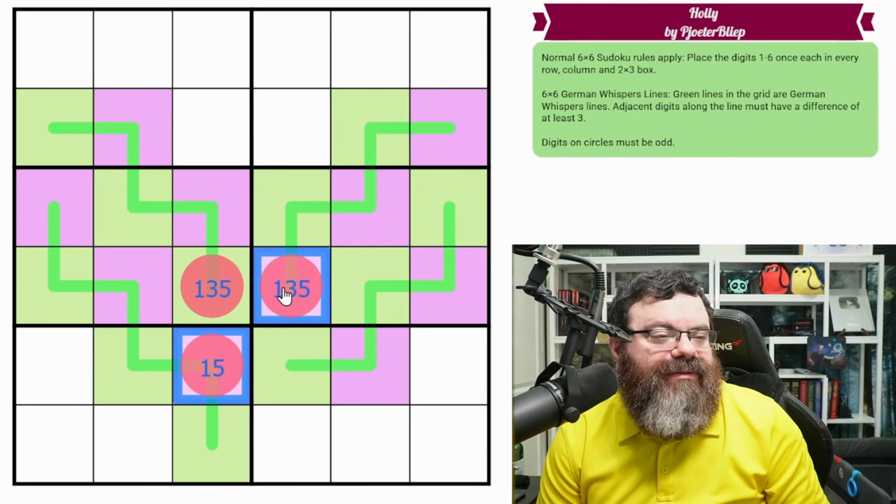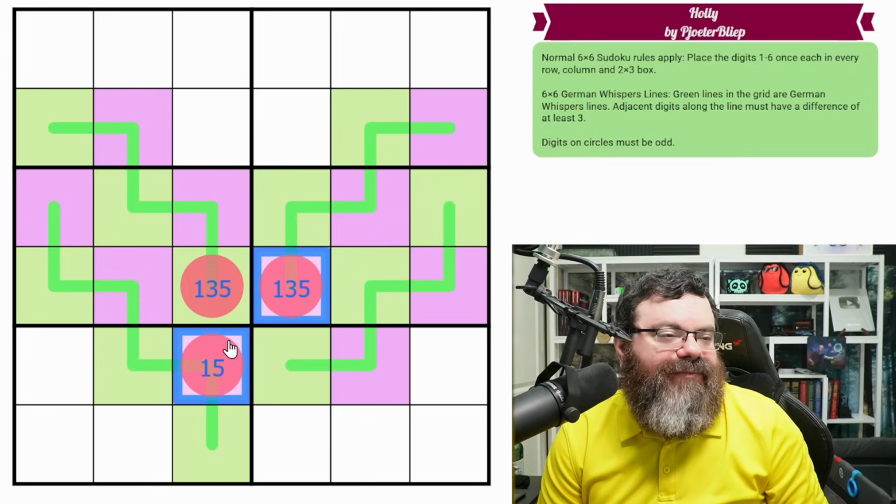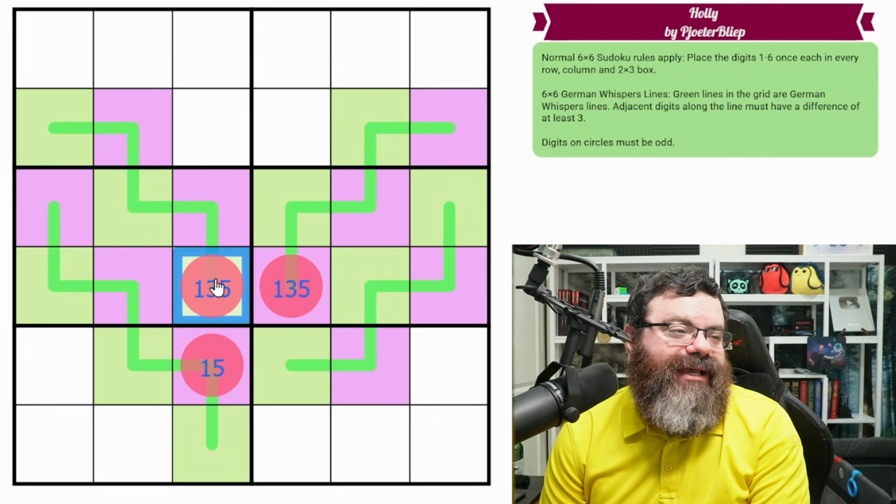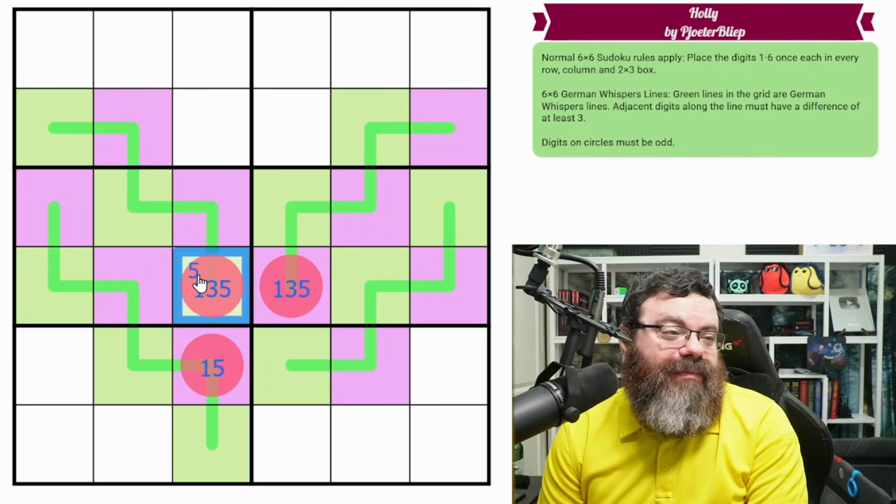So either if purple is high, these two are 5s. If green is high, this one's a 5. What do we do with that? A 5 here is more limited. So I'm hoping that this breaks. So we can just think about this. You can see it in your head, but I'm just going to mark corner marks here.